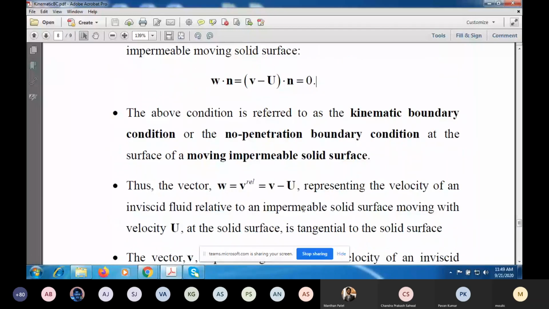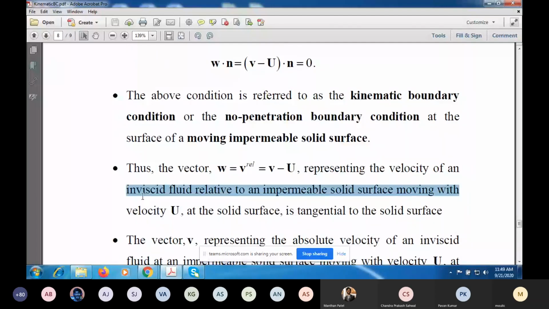So now if we define the vector W to be V minus U, which represents the velocity of an inviscid fluid relative to an impermeable solid surface which is moving with the velocity U, then the W vector will be tangent to the solid surface. So now we can predict not the direction of V, but the direction of W.